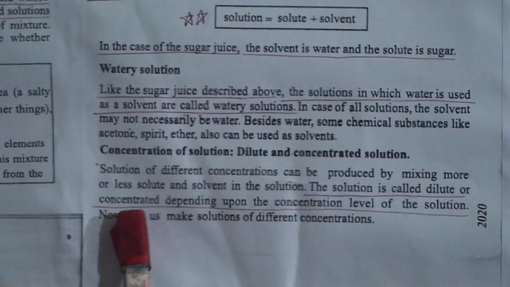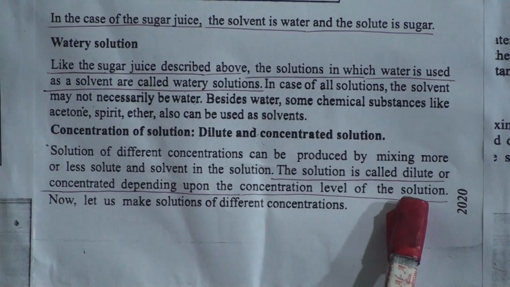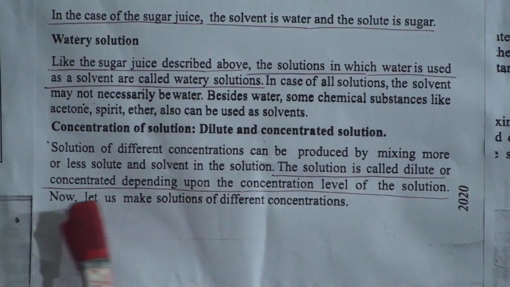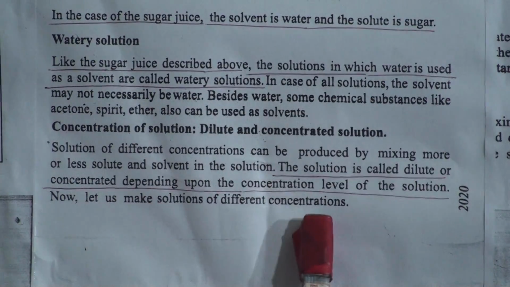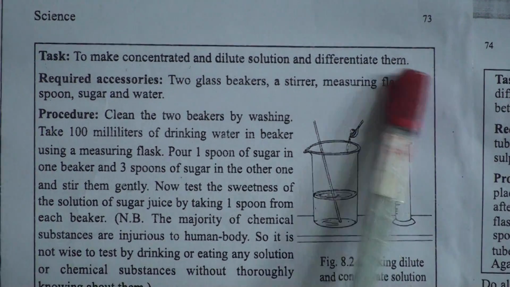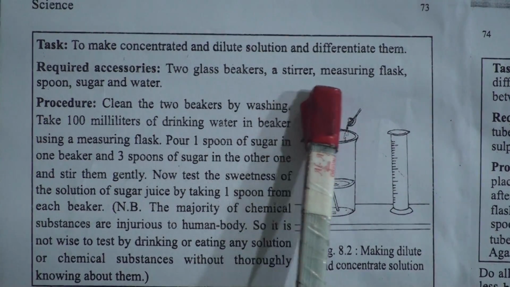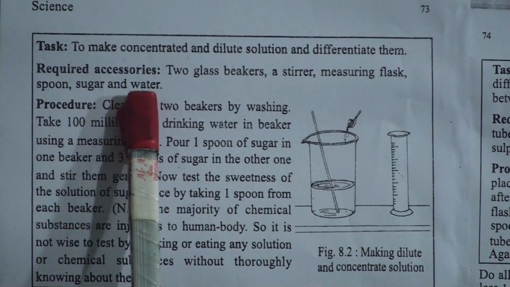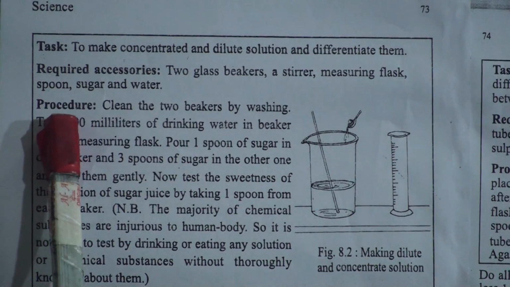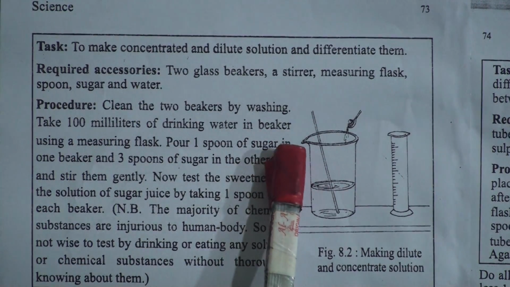The solution is called dilute or concentrated depending upon the concentration level of the solution. So now let us make solutions of different concentration. To make concentrated and dilute solutions and differentiate them, required accessories: 2 glass beakers, a stirrer, measuring flask, spoon, sugar and water. Procedure: clean the 2 beakers by washing. Take 100 milliliters of drinking water in a beaker.